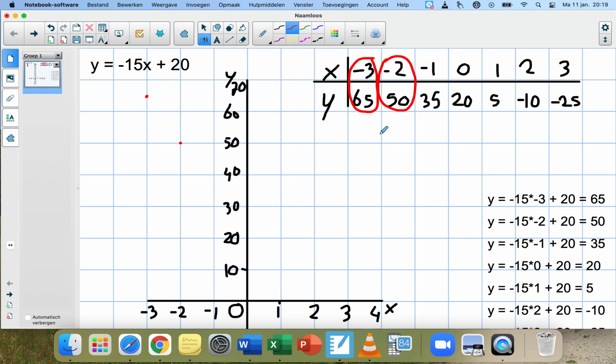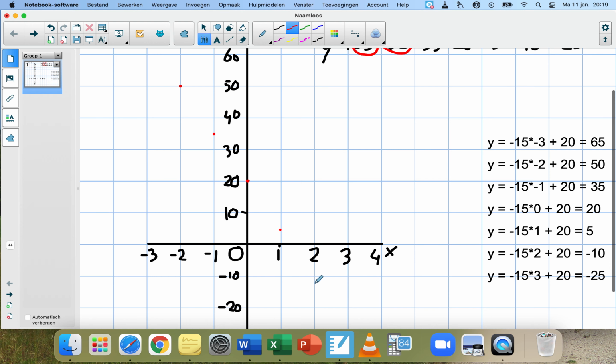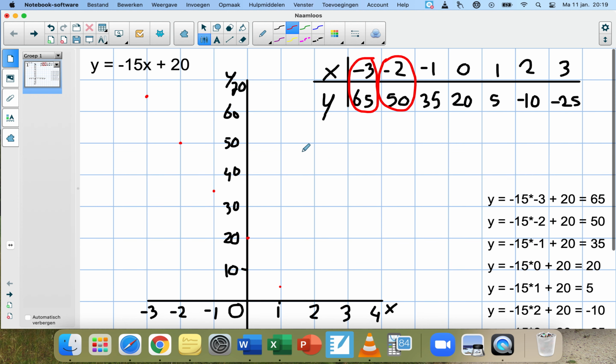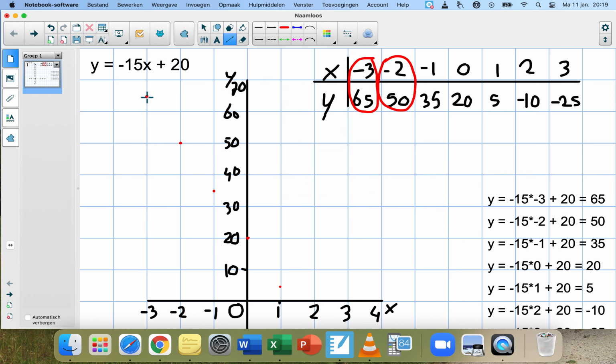-2 and 50, -1 and 35, 0 and 20, 1 and 5, 2 and -10, and 3 and -25. So as a final step, we have to draw the line, make it a red line, and we can draw it between the points.